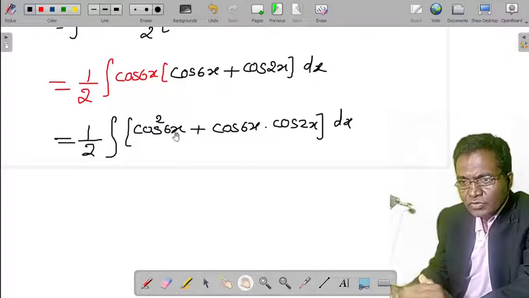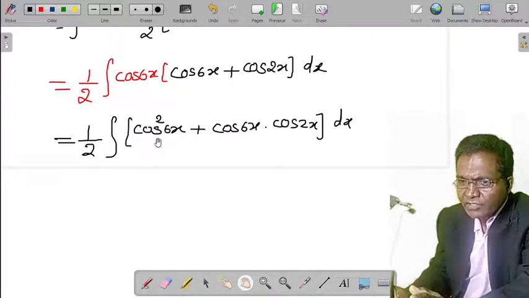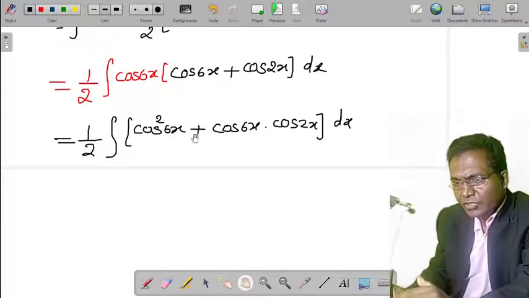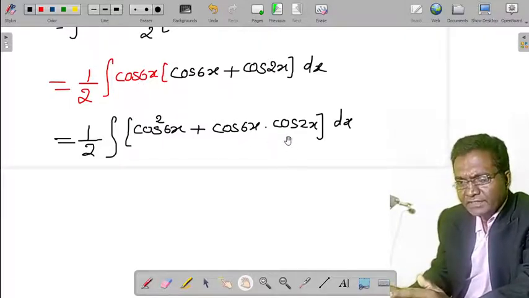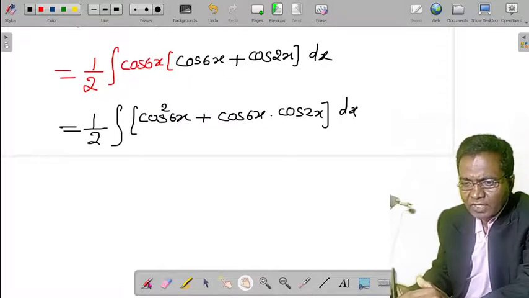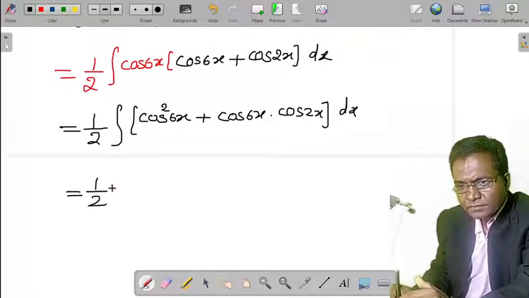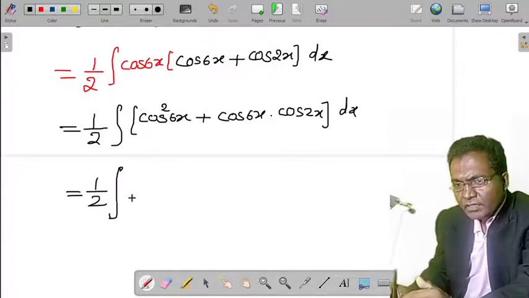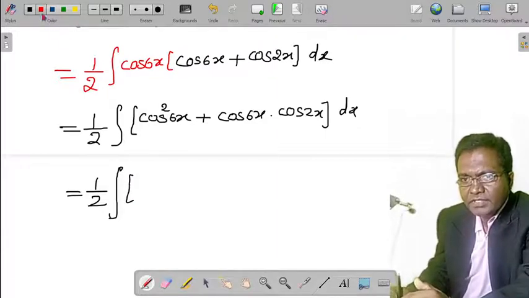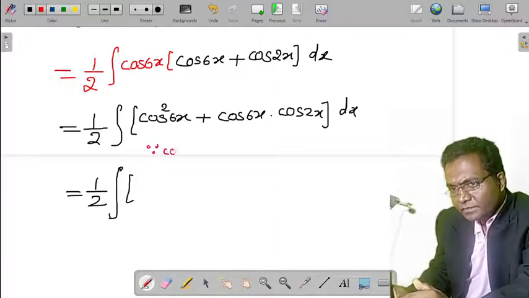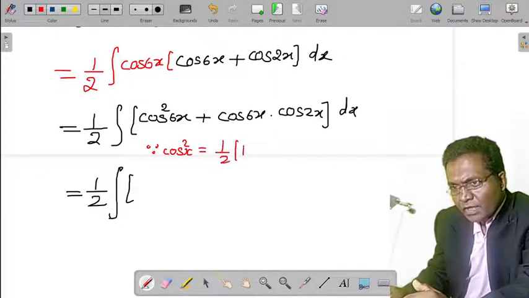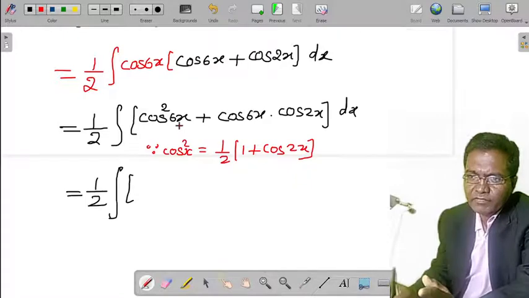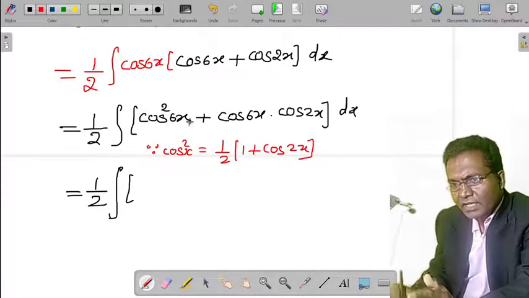Okay, so those who know the formula for cos square, they can use it. Otherwise, you can write cos 6x into cos 6x, same way as it is. Now you have to use the cos a cos b formula. So first, cos square 6x, that I mentioned earlier: cos square x is 1 by 2 into 1 plus cos 2x. Remember this. If you know this, you can use this. Otherwise, you can write cos into cos.